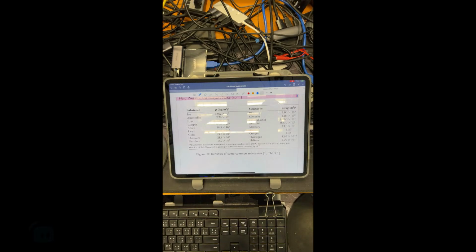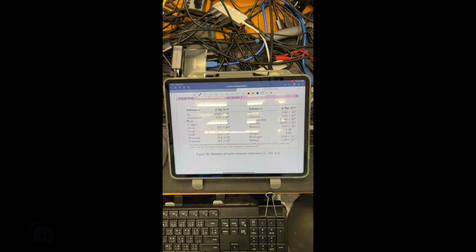Let's take a look at the solid form. Ice is 0.917, less than 1. Let's compare it to the water density. Water density is 1,000 kilogram per cubic meter, right? But the ice is less dense than the liquid form, unfortunately. Aluminum, the light metal, is 2.7 times 10 raised to 3.